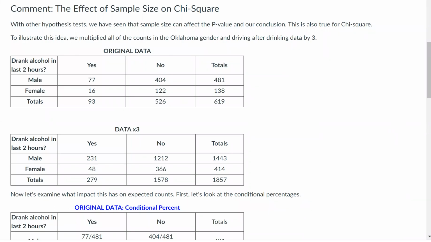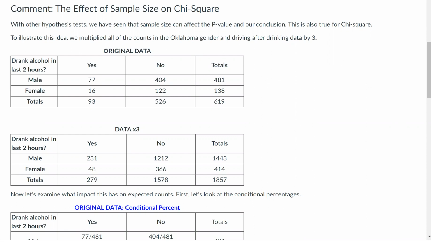Now that you've gotten your hands dirty on the chi-square test and we understand it, we know that most of what we do is so complicated that technology will just calculate things for us, as long as we know how to calculate degrees of freedom. Now this last page, we'll make a comment about the effect of sample size on chi-square.